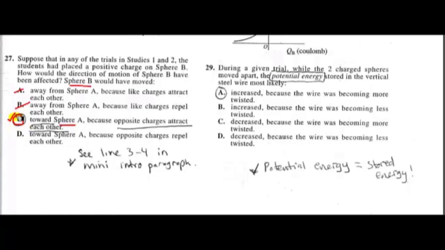Let's go ahead and see why D is wrong. D says sphere B moves towards sphere A because opposite charges repel each other. That is wrong. C is the correct answer. Opposite charges will attract each other. C for 27.